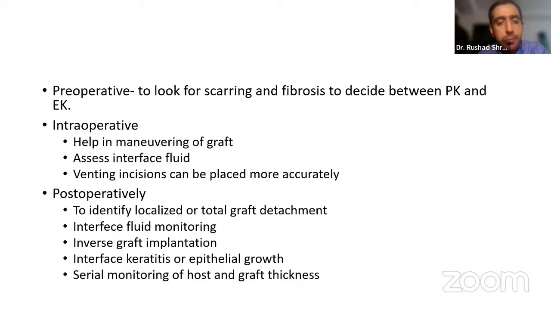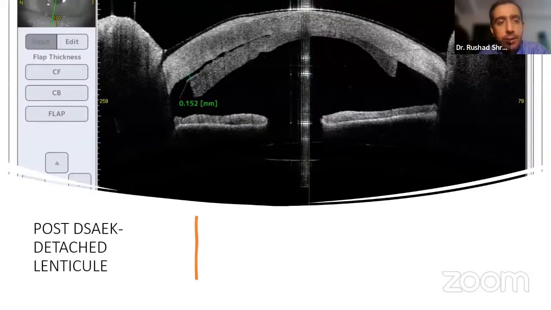If a graft has been placed upside down, you can monitor that. Interface keratitis or ingrowths can be monitored, and monitoring of the host and graft thickness. So this is an example of a patient where you can see that there's this cleft between the host cornea and the donor cornea.